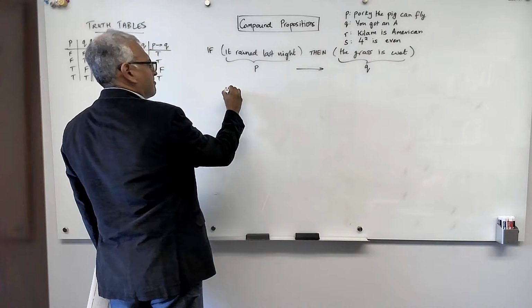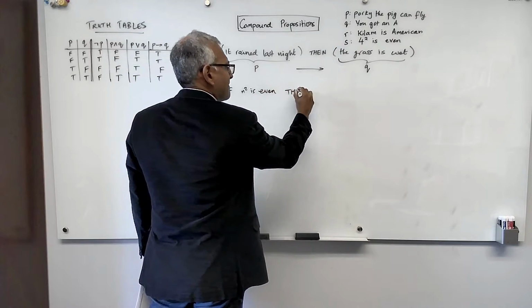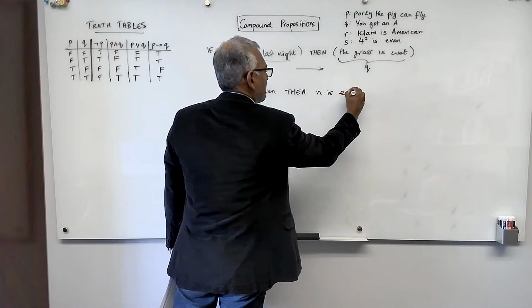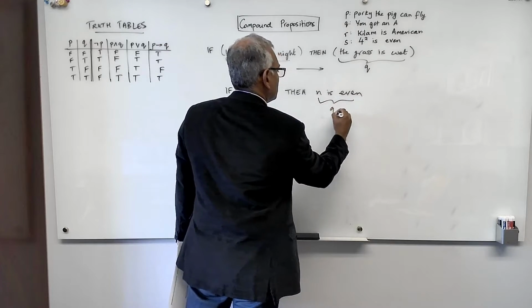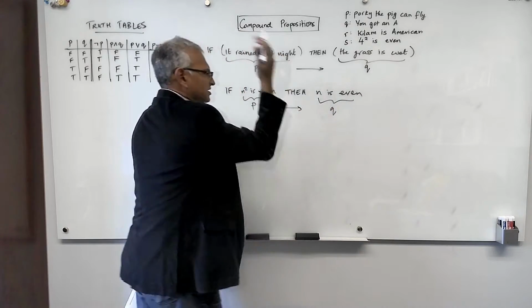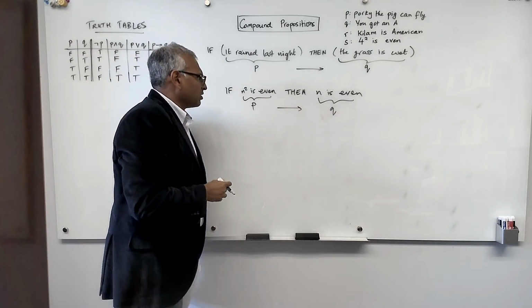If n squared is even, then n is even. So this is P, this is Q, and we're saying P implies Q. Is this implication true or false? Let's see, is there a counterexample? What would a counterexample look like?